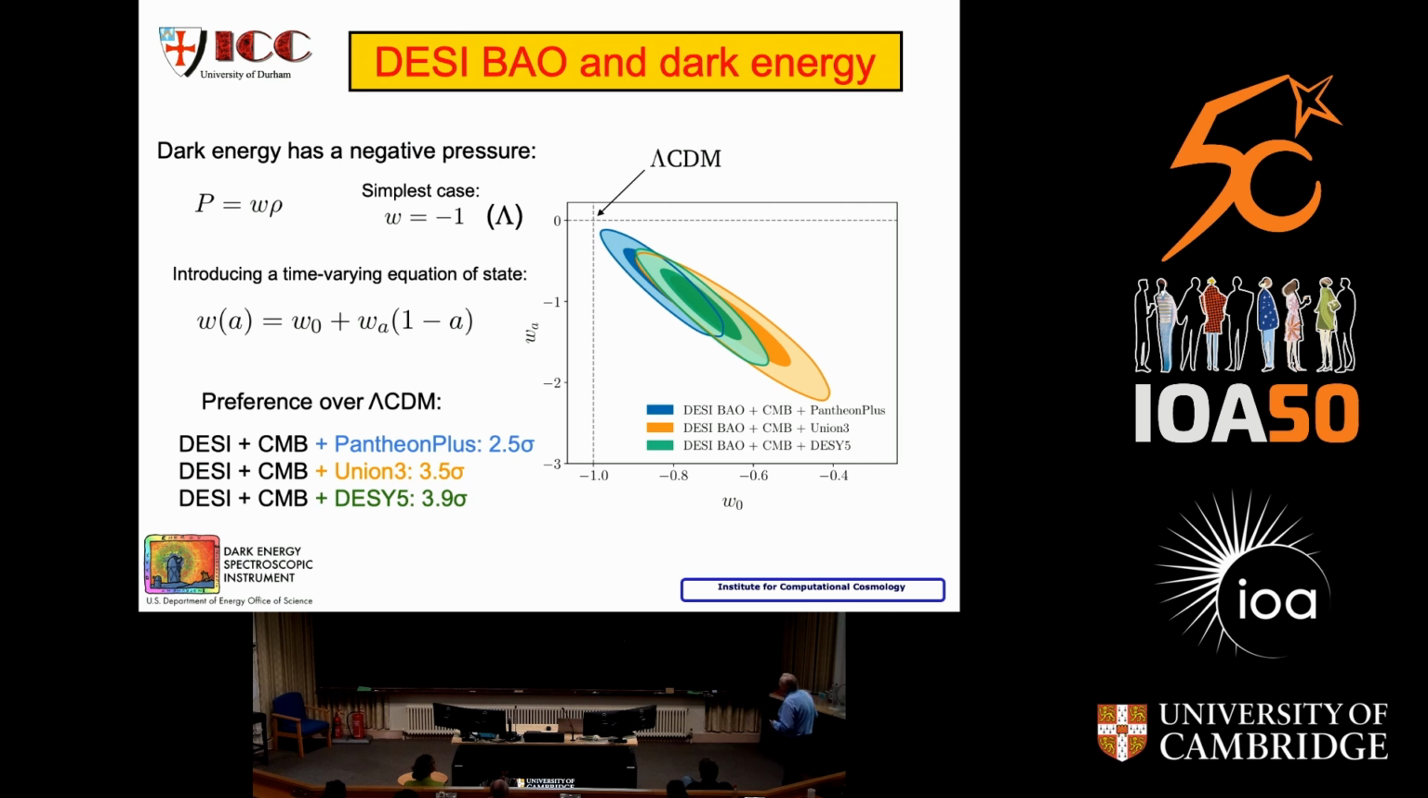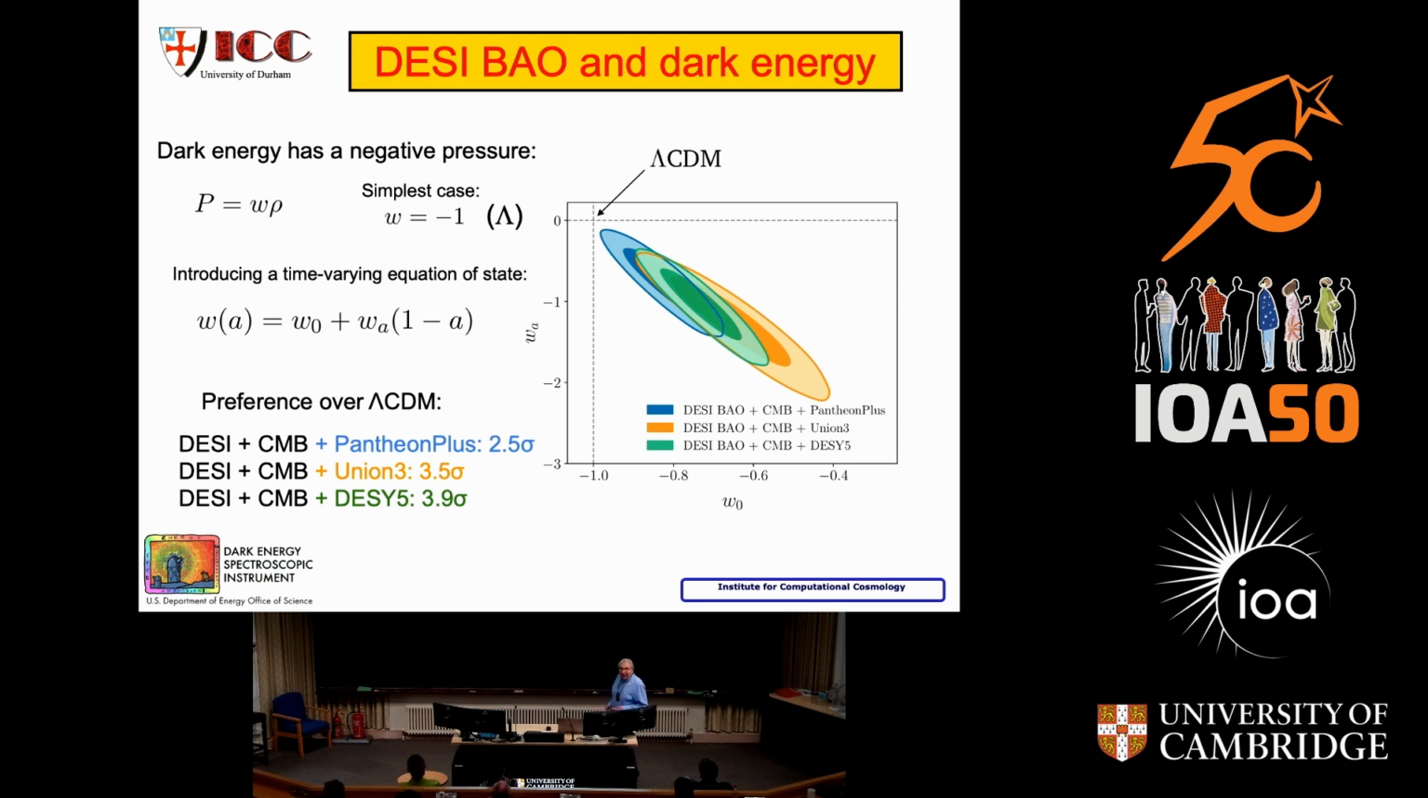And when you add supernovae data, then you find that depending on which particular data set you prefer, the model moves farther and farther away from the lambda CDM model, which is here. And the biggest exclusion here, from DESI with the Year 5 supernovae data, is 3.9 sigma. Now, it depends what your attitude is to 4 sigma deviations, and that's just not a scientific, but a psychological conclusion you would draw from this.